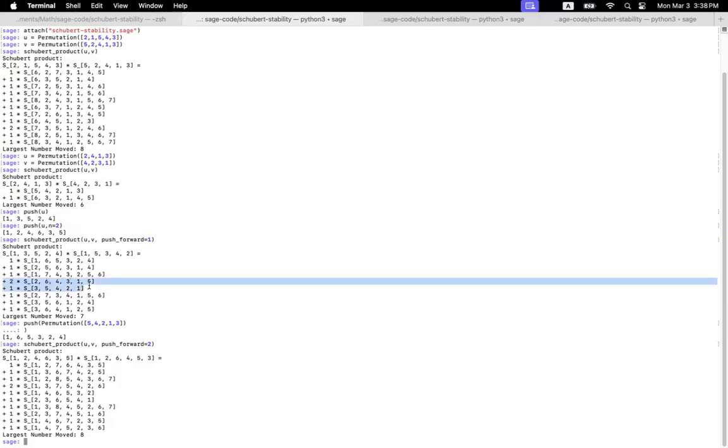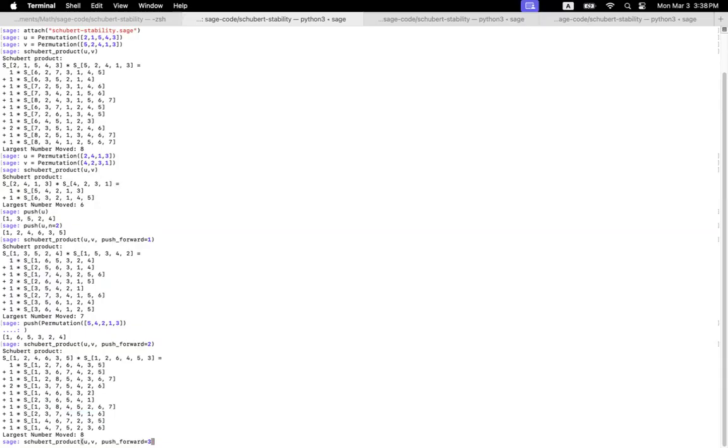Notice that this one had coefficient 2. When I push it forward, I get this permutation. It still has the same coefficient. I've acquired now 2 new permutations, 1, 3, 8, 4, 2, 6, 7. Sorry, not that one. That one is not new. 2, 3, 6, 5, 4, 1, and 2, 3, 7, 4, 5, 1, 6.